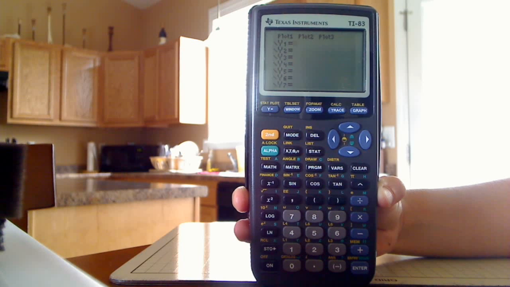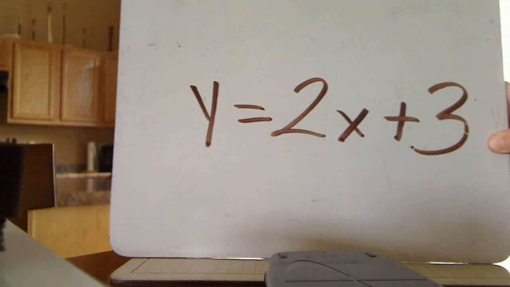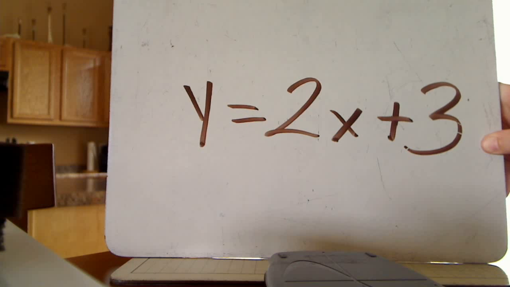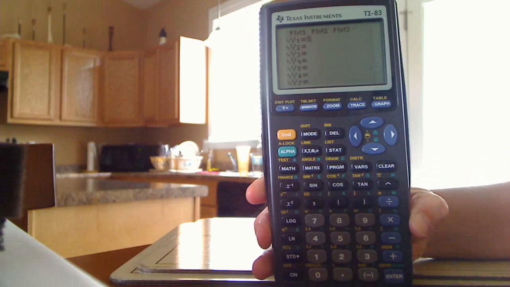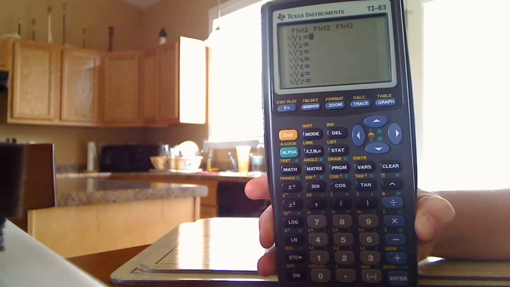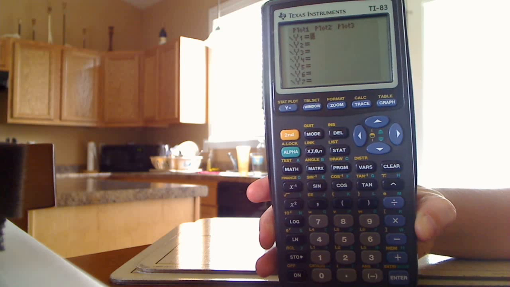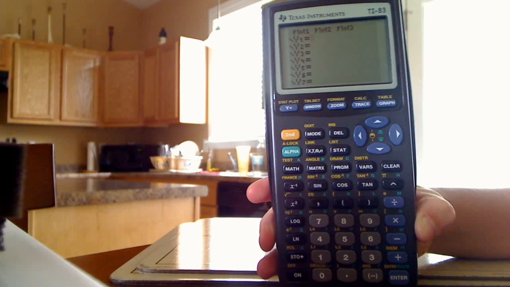We need to determine which line we are going to be graphing. For this video, we're going to be graphing the equation y equals 2x plus 3. This is the equation we're going to type in our calculator. Where y1 is located, you see the cursor blinking. We need to type in the equation y equals 2x plus 3.